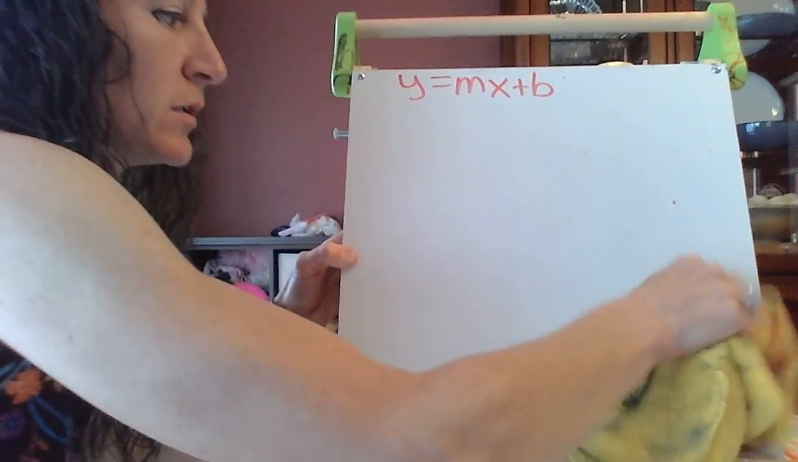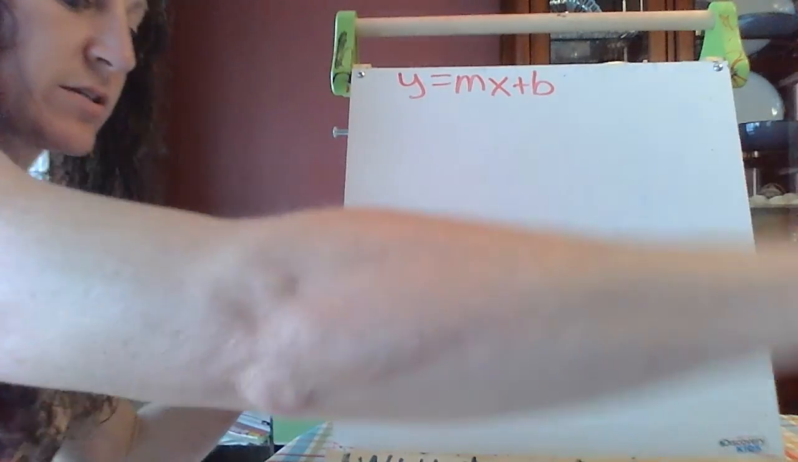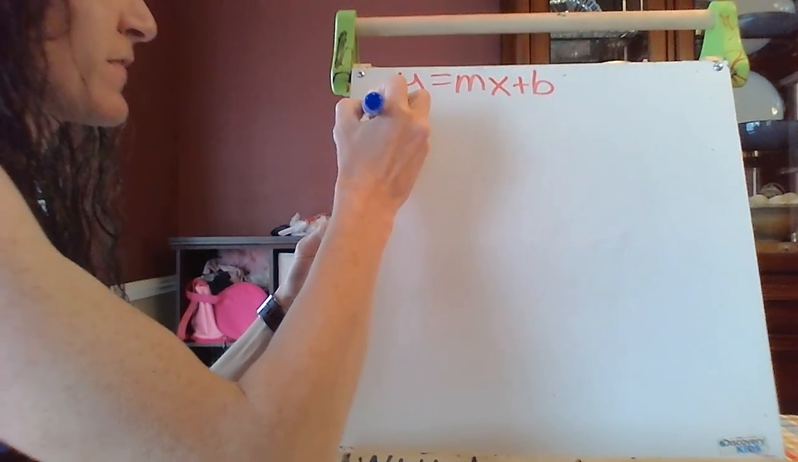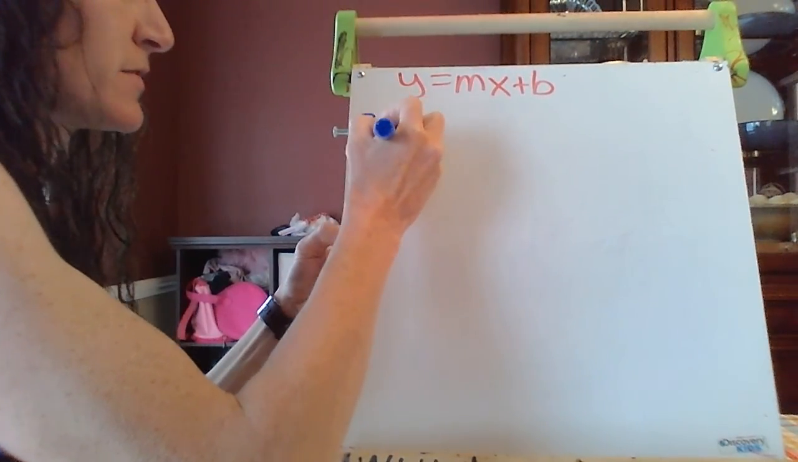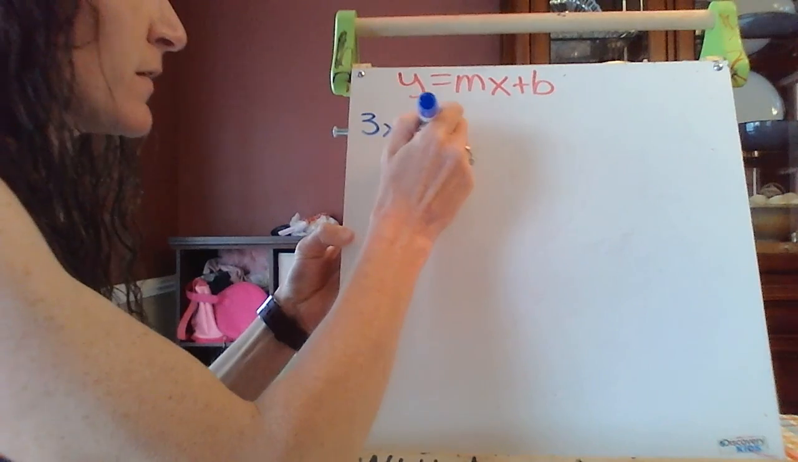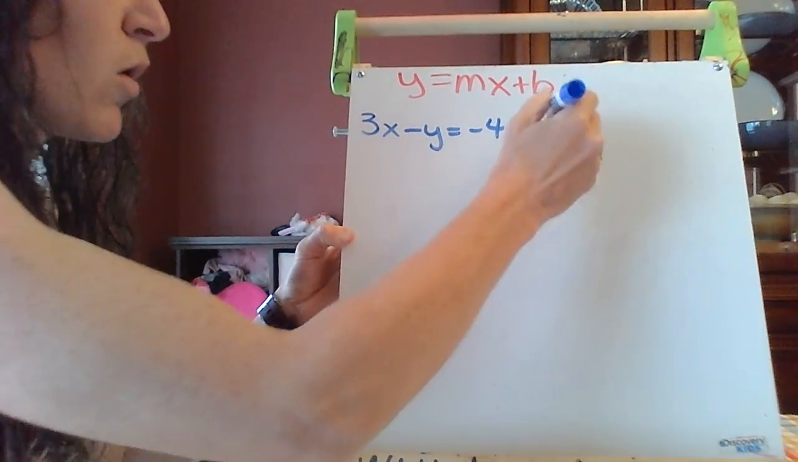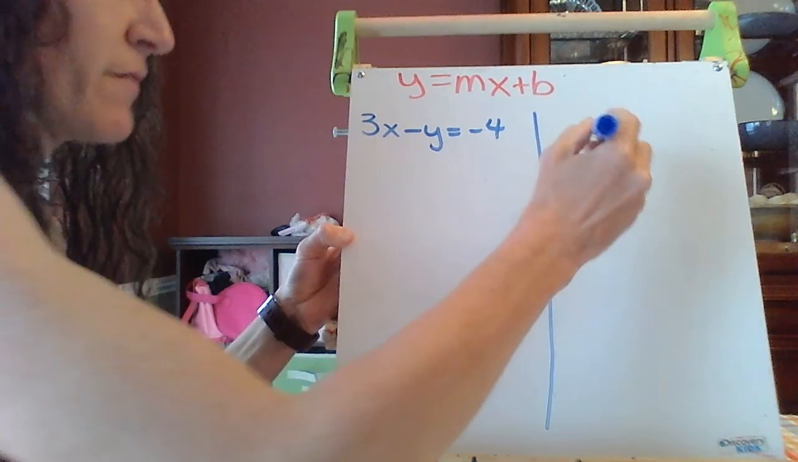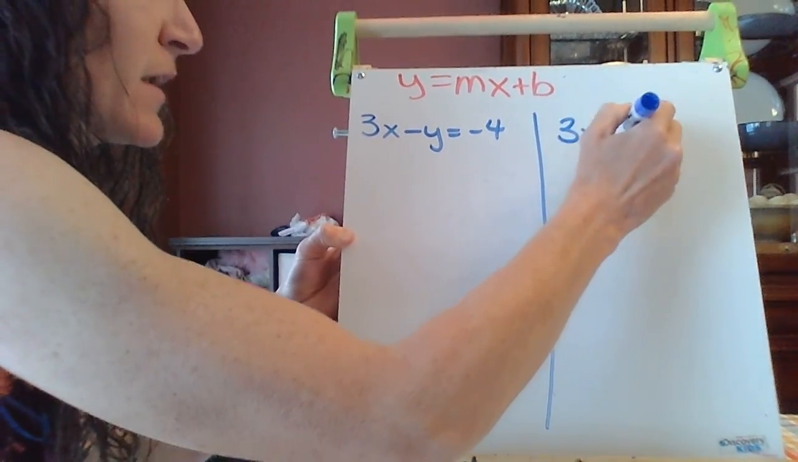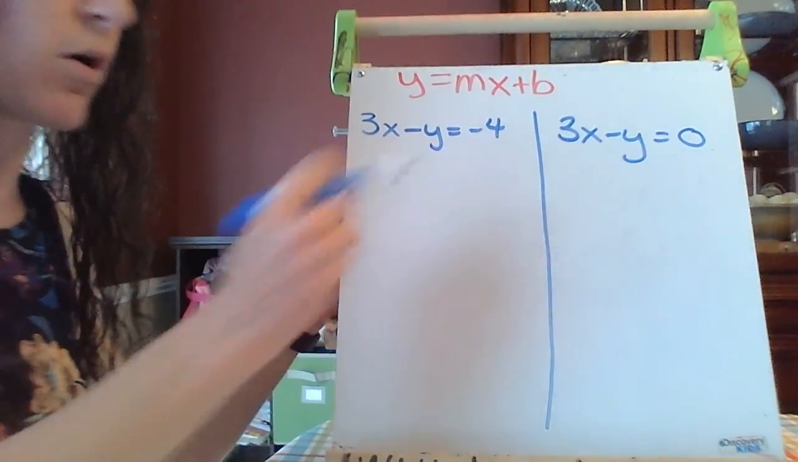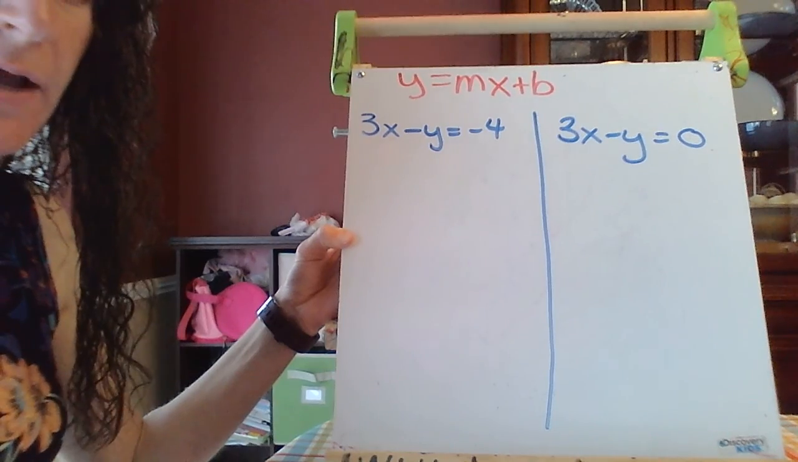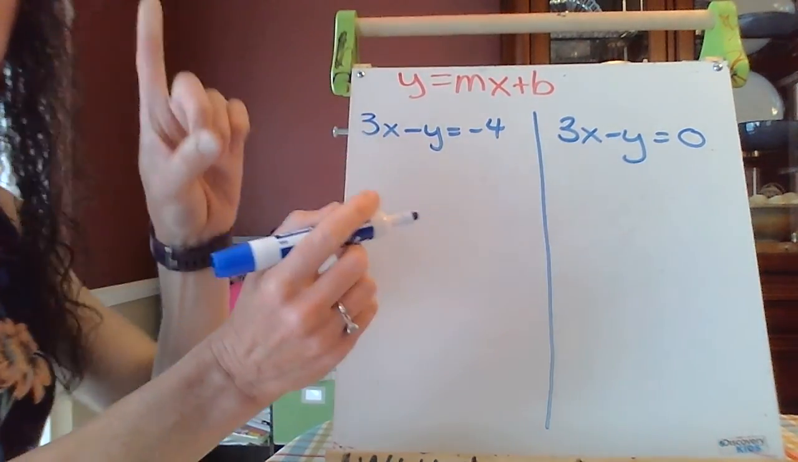Okay, second system of equations. We've got the first equation, 3x minus y equals -4. Over here, we have 3x minus y equals 0. We have to solve both for y. So they're pretty similar, okay?